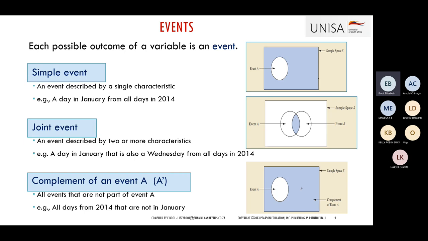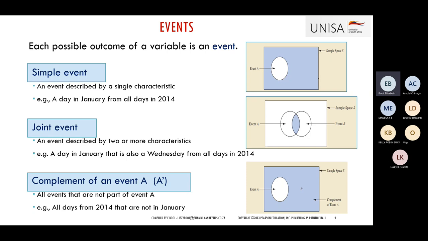Then we also have what we call a complement event. A complement is the opposite of the other. So for example, when I was talking about the coin, a complement event of a head will be a tail, and for a tail will be a head. Now, if I have multiple outcomes, like let's say, for example, a die has six sides.